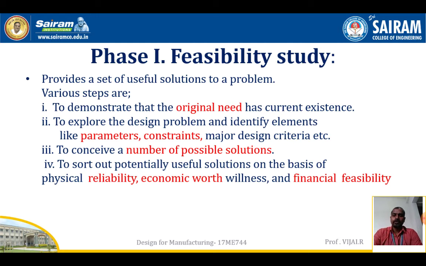What is needed, and what are the constraints and parameters? We have to identify the constraints and parameters, and the number of other possible solutions. If there is any problem, then what are the next possible solutions? We have to study them earlier. It helps to give a solution based on the reliability, economic, and financial feasibility of making the product. Okay, this is phase 1.